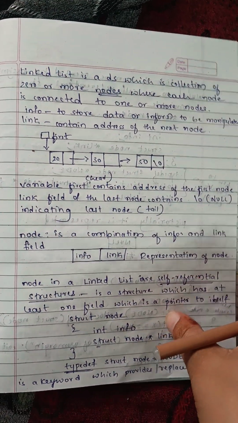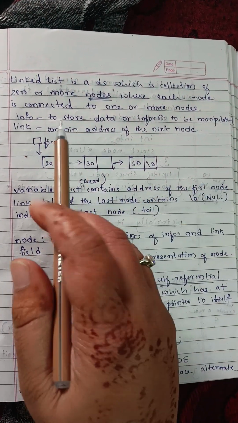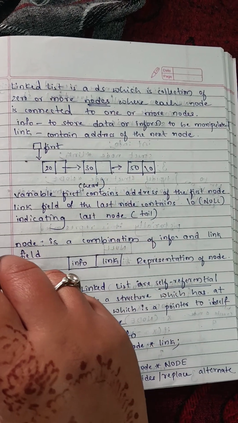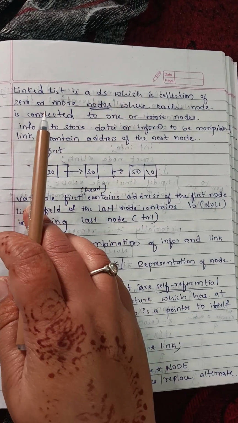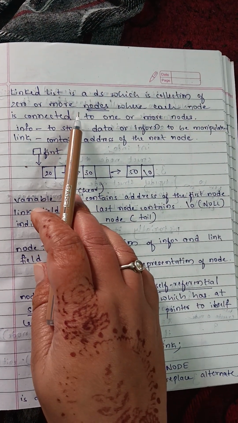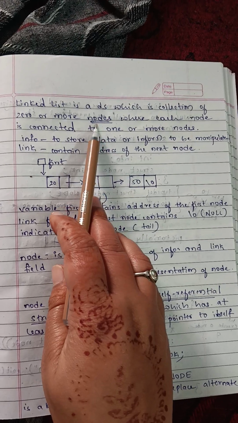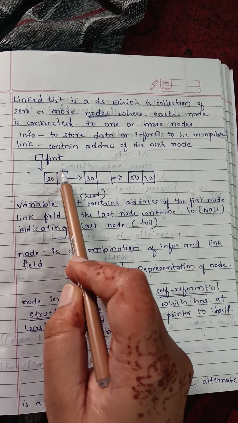Let's see linked list. What is this linked list? A linked list is a data structure which is a collection of 0 or more nodes where each node is connected to one or more nodes. The question arises here: what is a node? I say that this is a node.